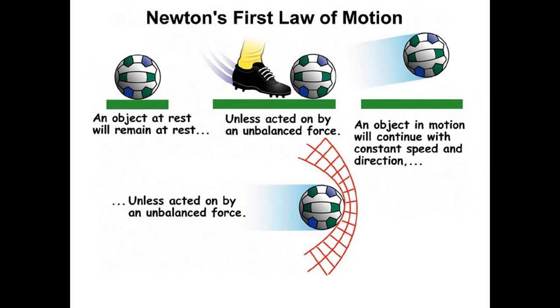See here, Newton's first law of motion: an object at rest will remain at rest unless acted on by an unbalanced force. An unbalanced force is a net force in a particular direction. An object in uniform motion will continue with constant speed and direction unless acted on by an unbalanced force.